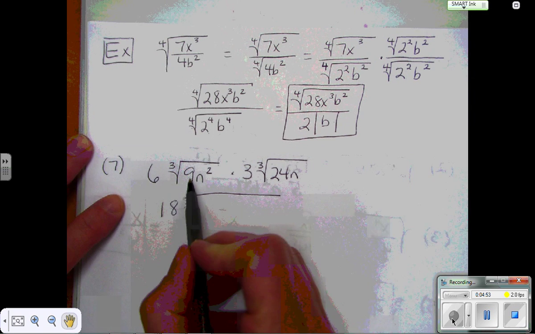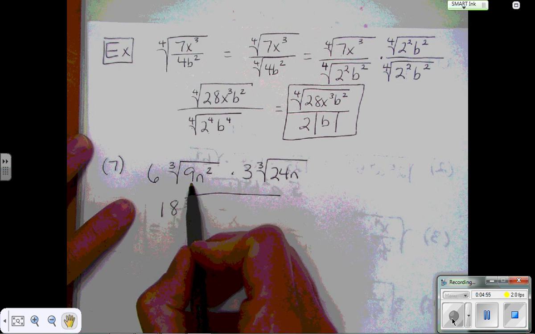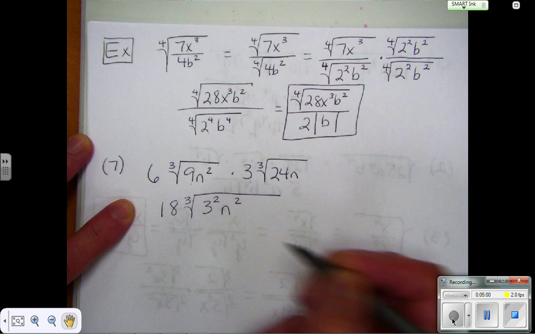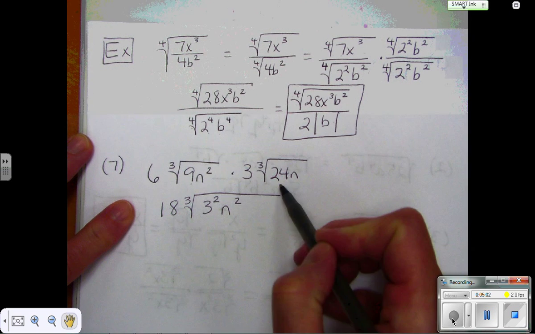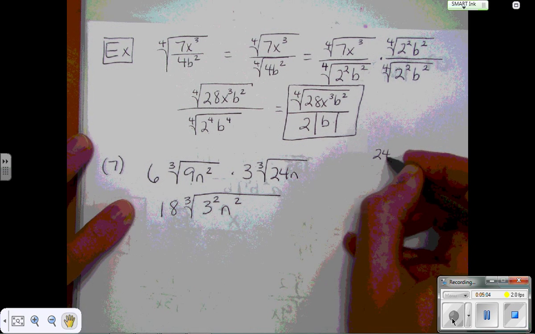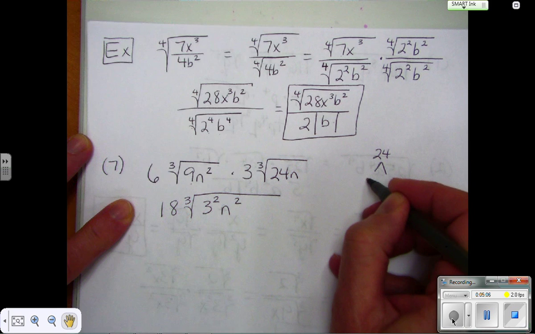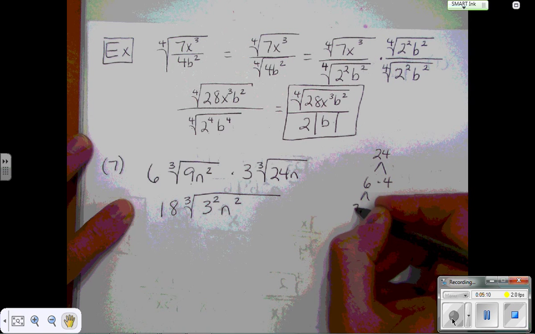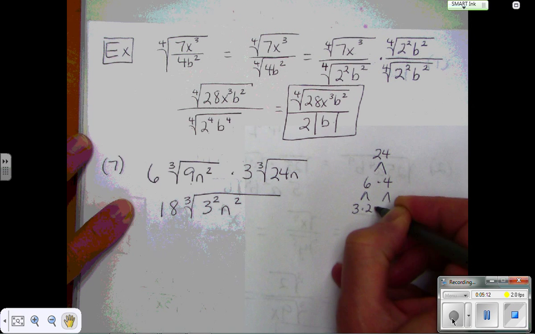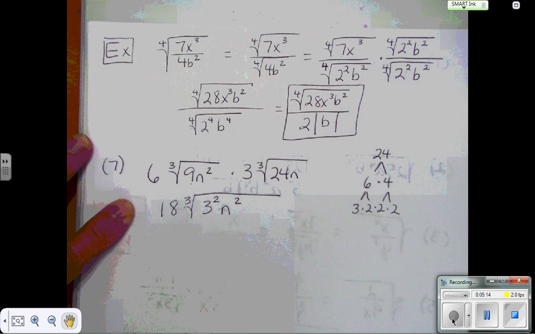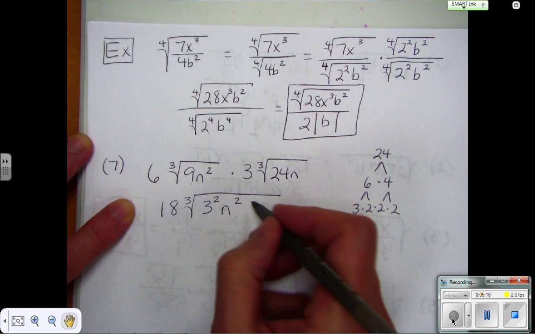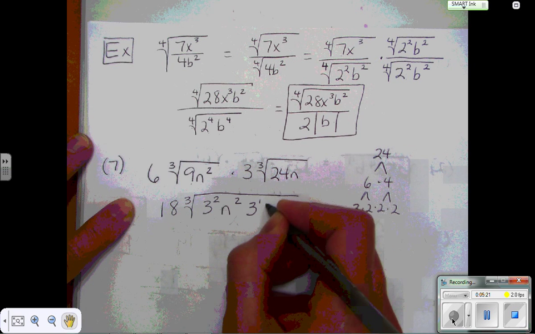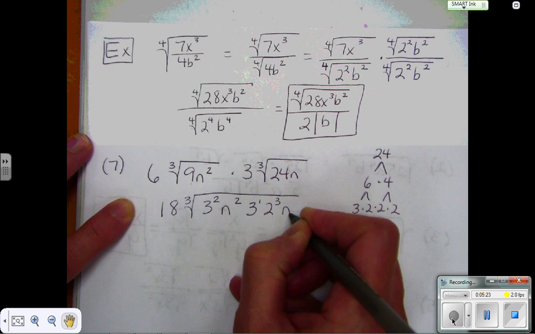And let's see, prime factors of 9, it's going to be 3 squared. I want to see how many factors I have of what. Now 24 is 6 times 4. So that's going to break down to 3 times 2 times 2 times 2. Okay, so the next number is 3 to the first power, 2 to the third, and then n to the first power.